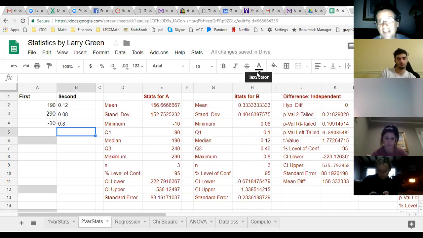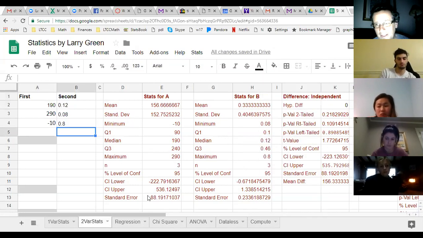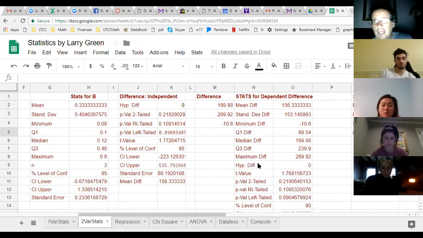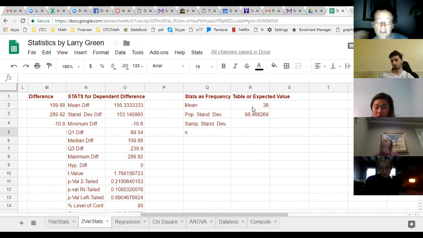Okay. Spreadsheet's actually easier. I bet some of you didn't even know the spreadsheet does everything, but it does. At least I tried to make it do everything. Almost everything. There we go. It's got to put all your pictures up higher so I can get to it. So now what I need to do is move it over and see, it says stats as frequency table or expected value. There we are. So the mean is 38. That's the expected value. Standard deviation is about 98. Any questions on that?